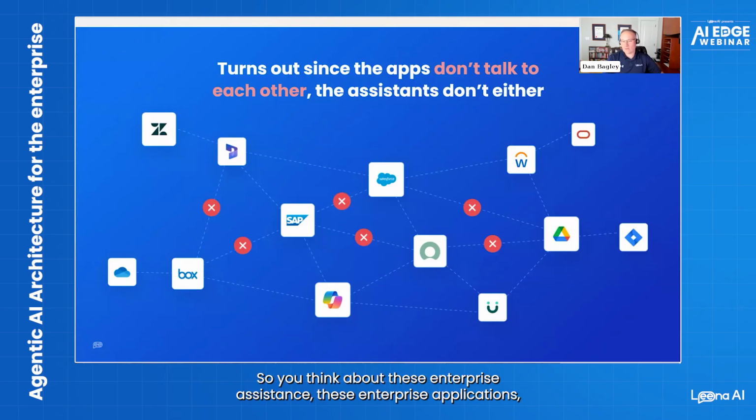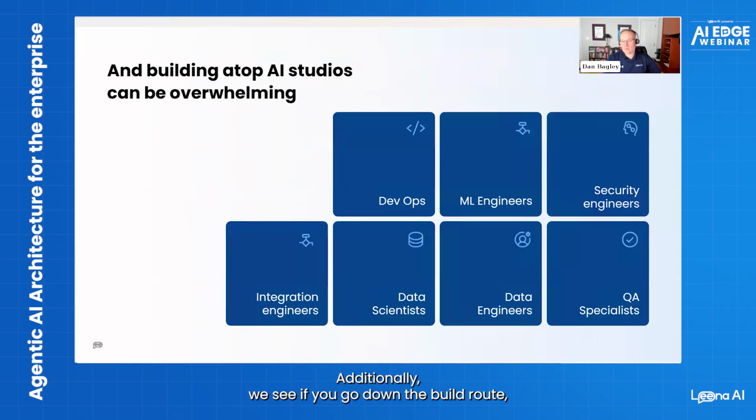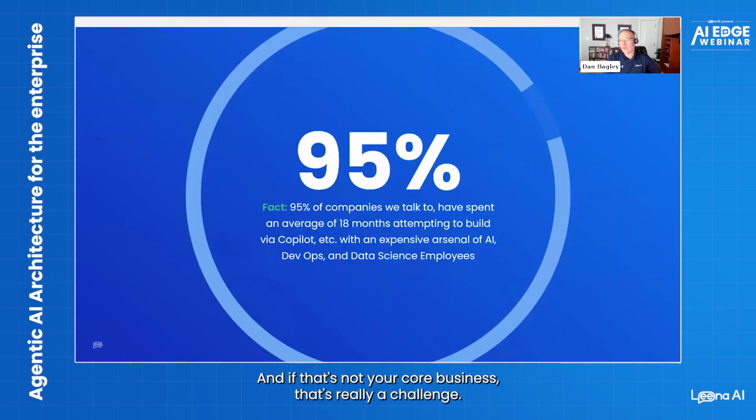But AI for AI's sake is just technology for technology's sake, and that doesn't have a place in the enterprise because it doesn't solve the underlying challenge of a fragmented landscape. These enterprise assistants and applications are fragmented. They don't talk to each other. They don't communicate. Additionally, if you go down the build route or the studio route, that involves bringing on board a persona set, a set of individuals who are empowered to build on those platforms. And if that's not your core business, that's really a challenge.